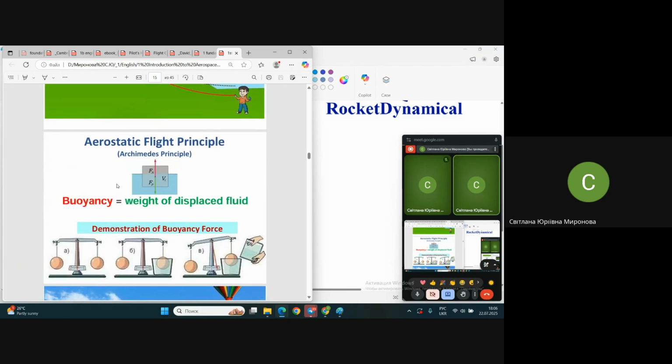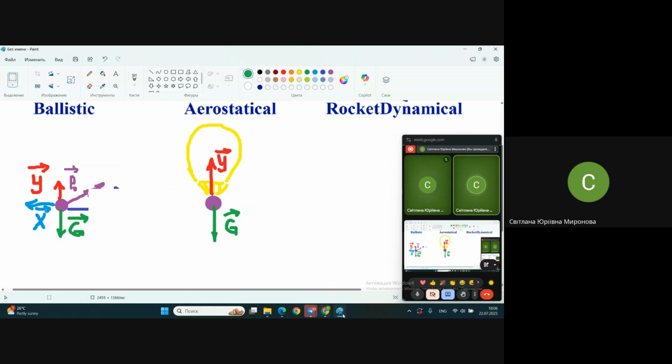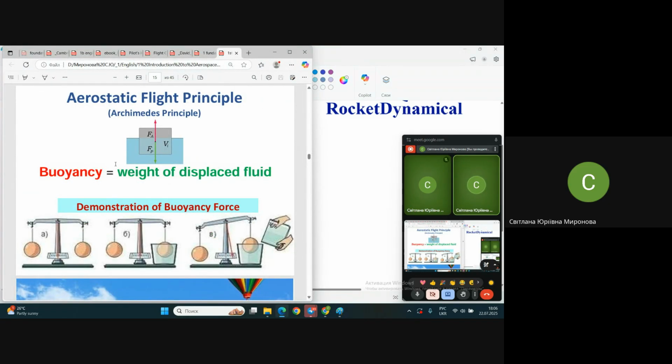What about the buoyancy force that is responsible for the appearance of lift in this case? Maybe I remind you one more time, I didn't say it yet. This principle has a double name. It may also be called the Archimedes principle. Archimedes principle or Archimedes force, buoyancy, which is equal to the weight of displaced fluid. Once again, I remind you that fluid is not compulsorily liquid or water or something like this. Fluid we may understand as any gas.